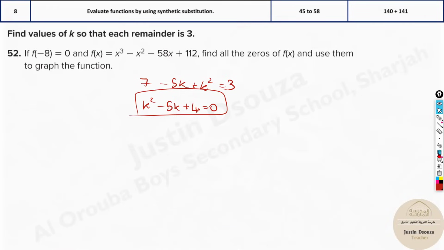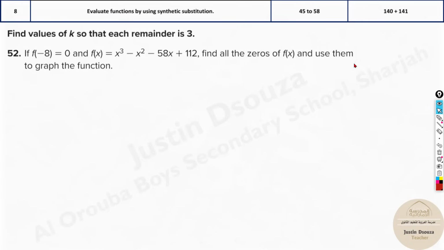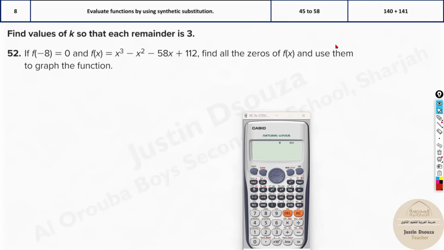The next problem, here we have to find f of minus 8 equals 0. So this is given, and this is also given. Find all the zeros of f of x and use them to graph. Okay, so now basically you need to just solve them. There are plenty of ways. The easier way would be just solving this. I'll show you now. Solving by mode 5, and this is a cubic, 4. Now they have told minus 8 is already a solution.